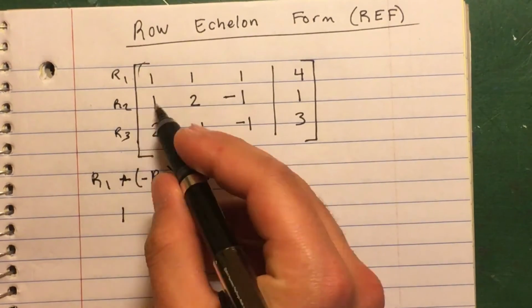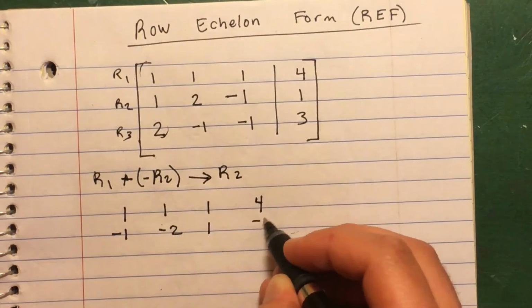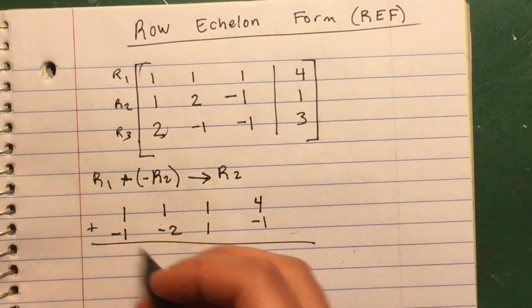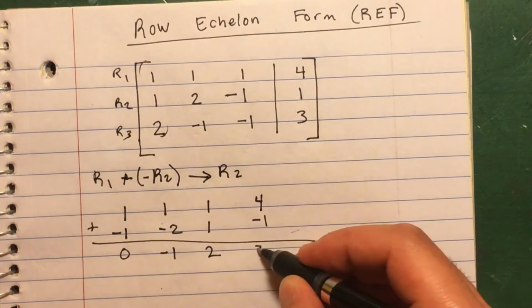And we're going to add it to negative this row. So negative 1, negative 2, positive 1, and negative 1. Okay, and I'm going to add those two. And what I get is 0, negative 1, 2, and 3.